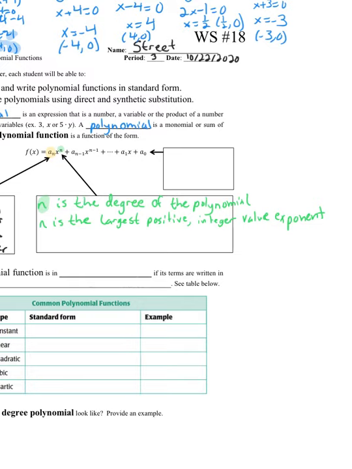All right, so that's really important, the largest positive integer value exponent. And what that means is we can only have whole numbers for exponents. We want no fractions and no negatives.